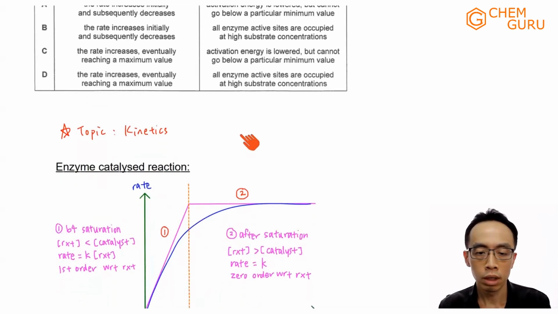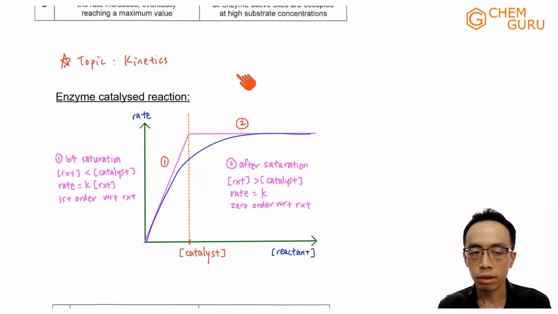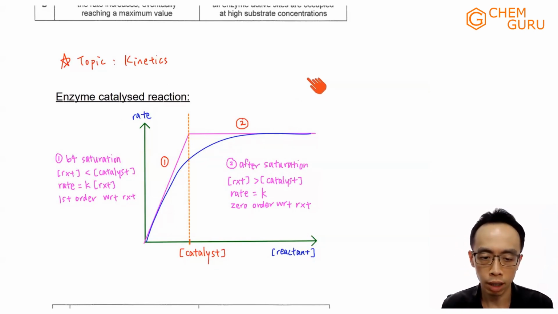So the topic tested in this question is under kinetics. Fairly simple exercise because for an enzyme catalyzed reaction, we actually learn explicitly that at the beginning, when the concentration of your reactant or the substrate is low, then it is going to be a first order reaction because you have enough enzymes to handle the increase in concentration of your substrate. So when I increase the concentration of the reactant or my substrate, then I have enough enzymes to handle this increase in the catalysis. So therefore the rate of the reaction is going to increase.